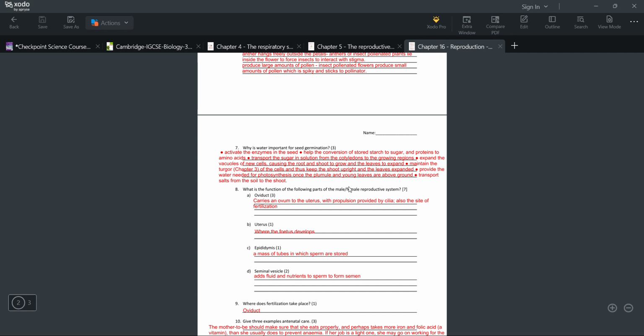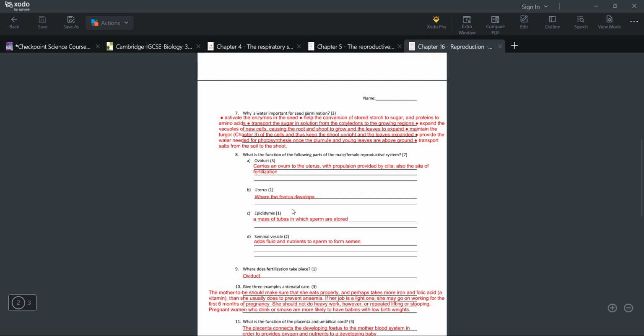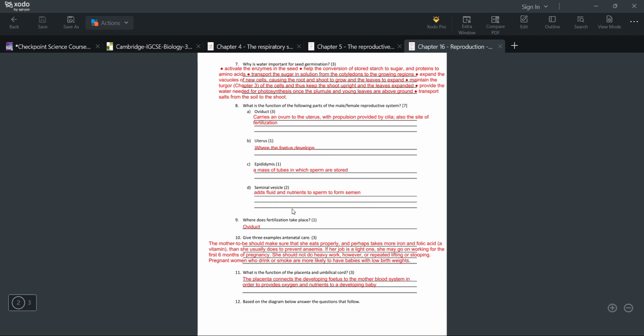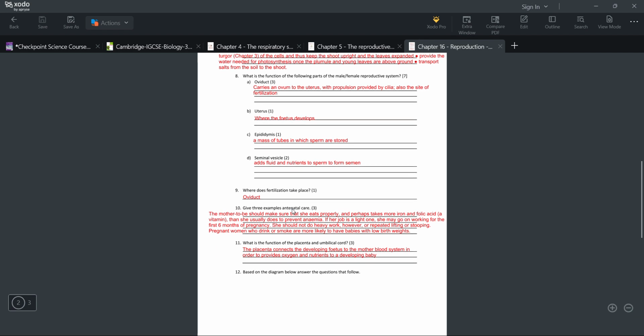What is the function of the following parts of the male and female reproductive system? The oviduct carries the ovum to the uterus. It has cilia that propel it along, and it is also the site of fertilization. Your uterus is where the fetus develops. The epididymis is a mass of tubules in which sperm is stored. The seminal vesicles add fluids and nutrients to the sperm to form semen.